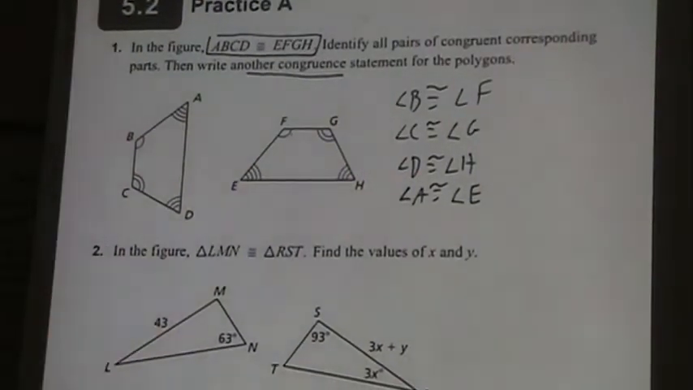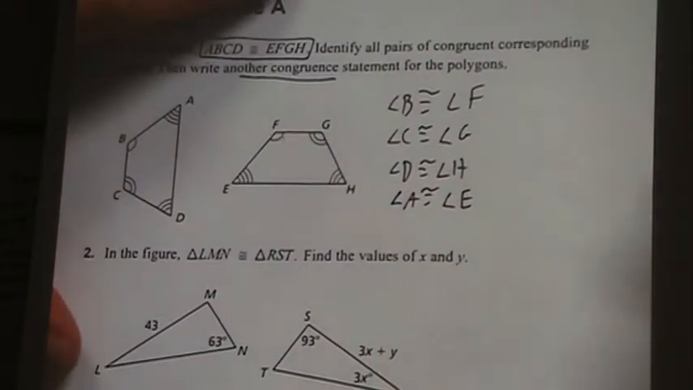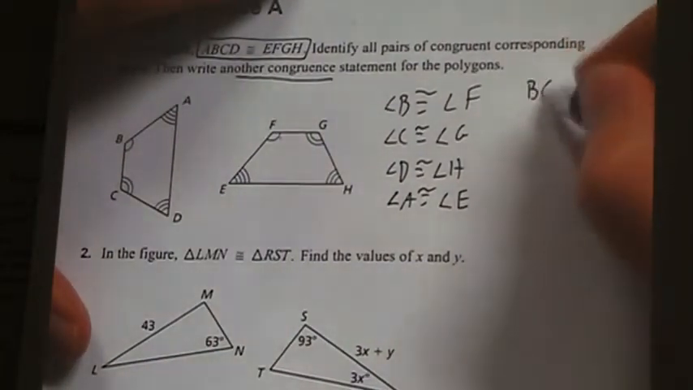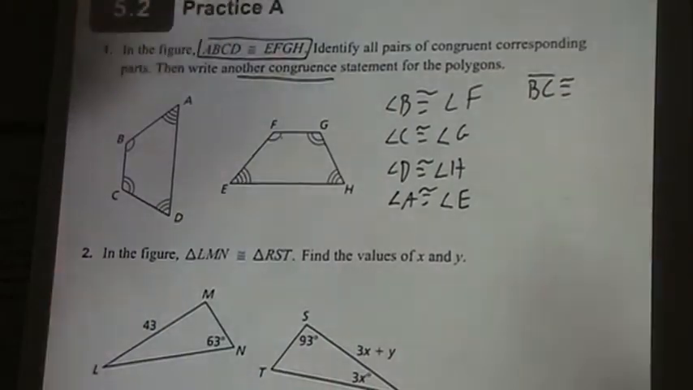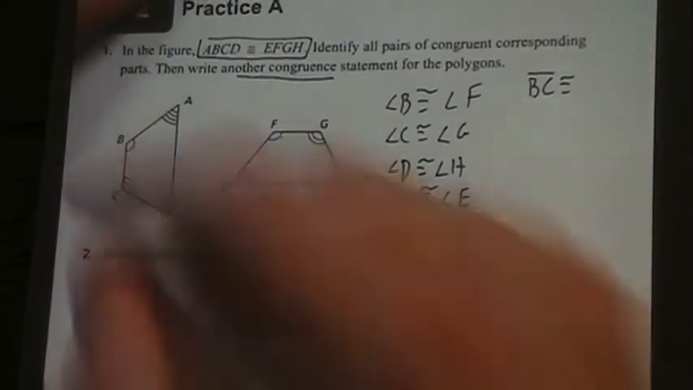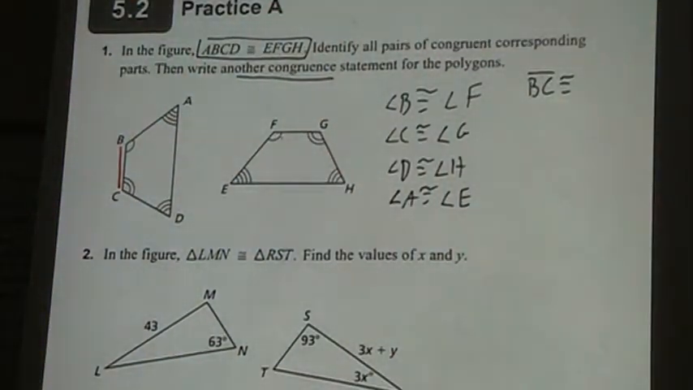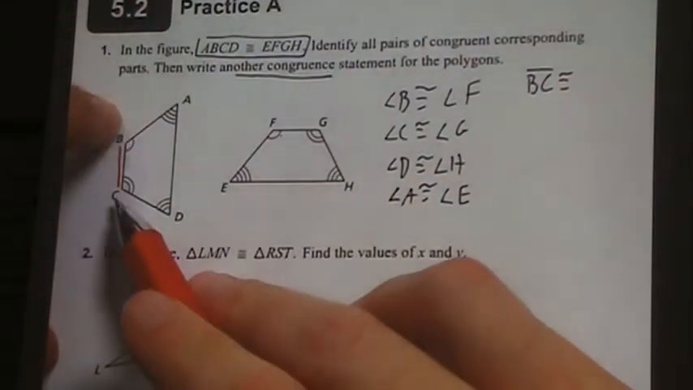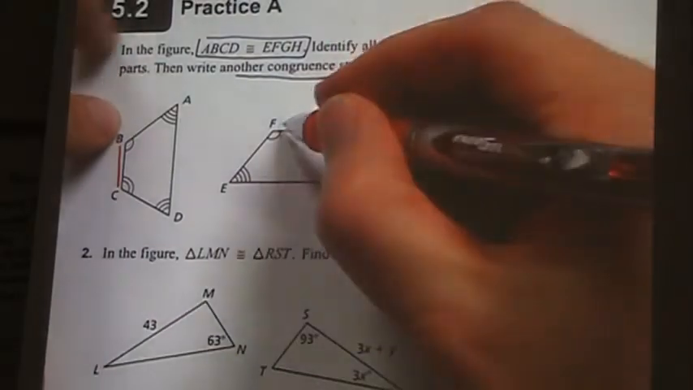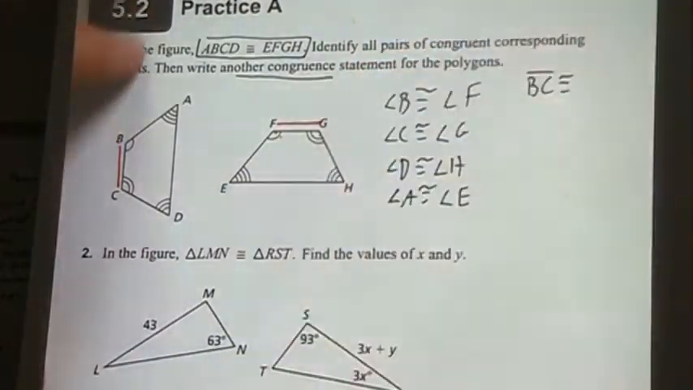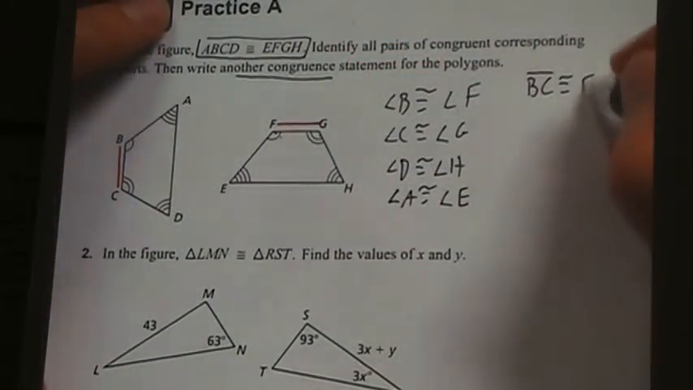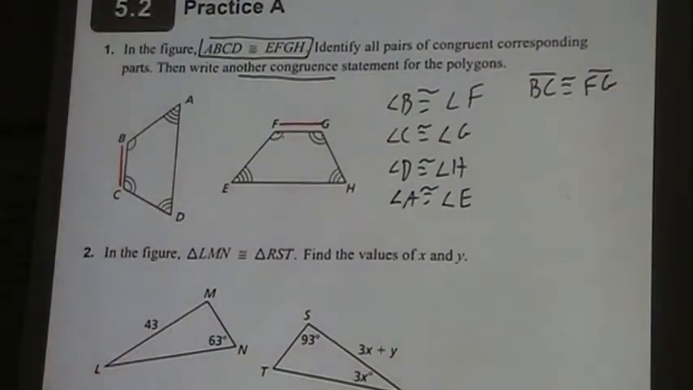Now you could also do that using sides. So for example, I could go BC is congruent to, and this is where you have to make sure you're matching, and in a way you still use the angles. So BC is from angle 1 to angle 2. FG would be angle 1 to angle 2. Okay? So you could also do more congruent corresponding parts like this.